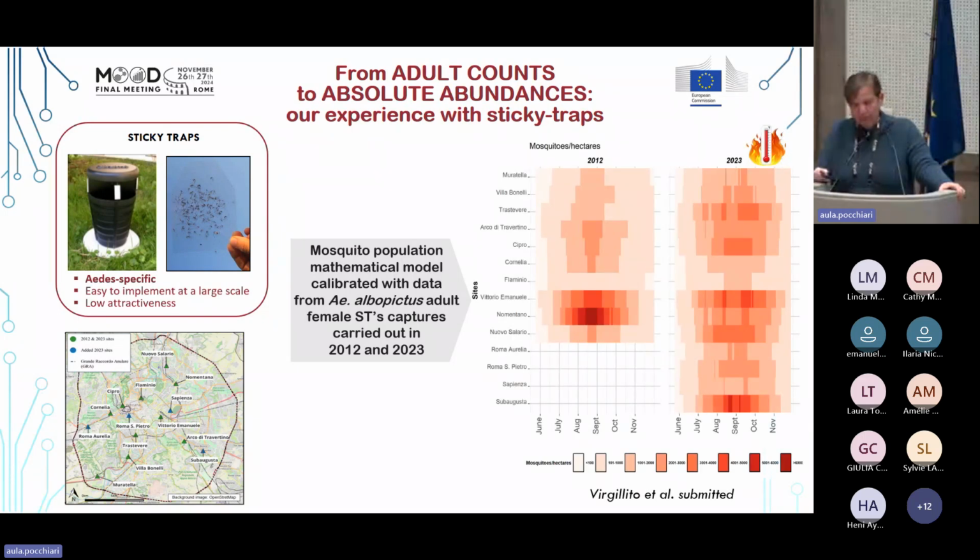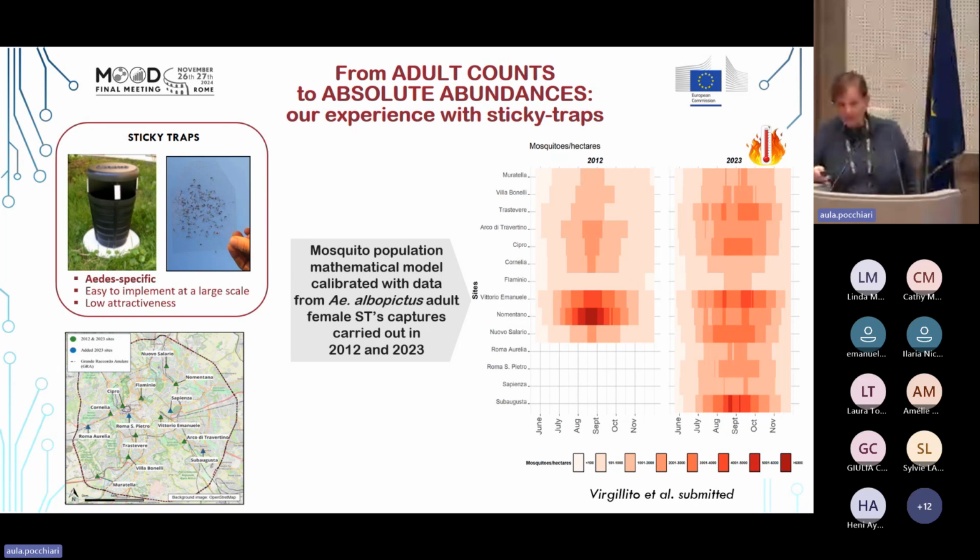These are sites across Rome that have been sampled with sticky traps in 2012 and 2023. And you can see there that the estimated absolute number of albopictus was higher in all sites except one in 2023, and also that the length of the season was larger in 2023 than in 2012. And the thing is that 2023 has been recorded as the hottest year ever. Now we have a new record, which is 2024, but at the time this was the hottest year.